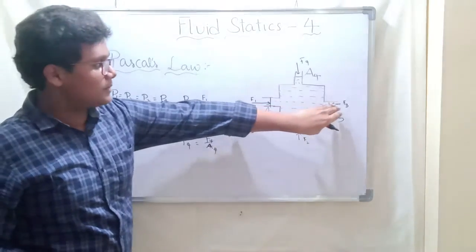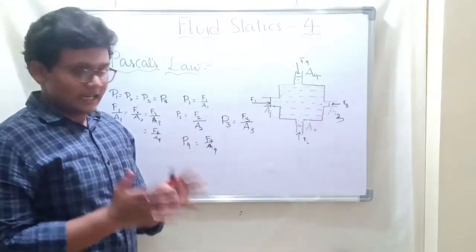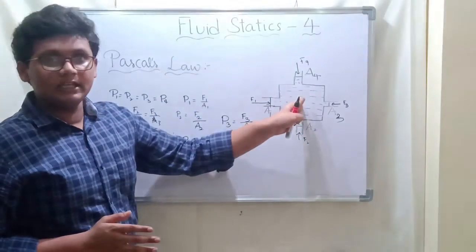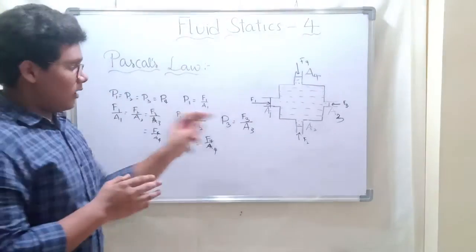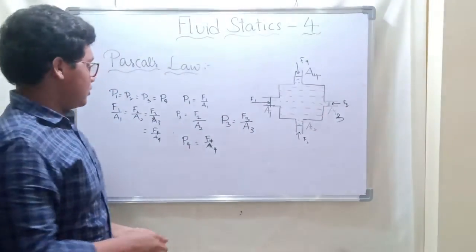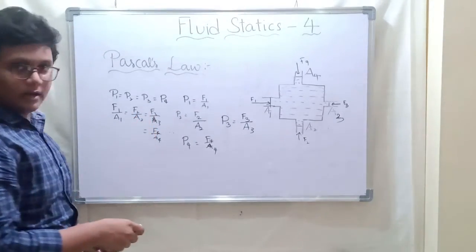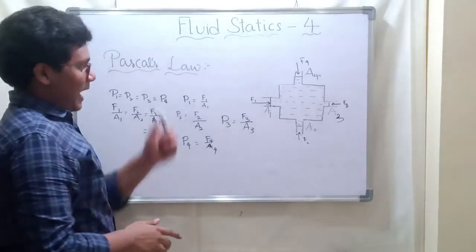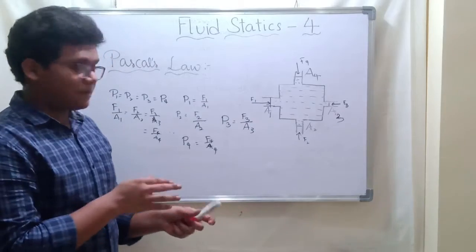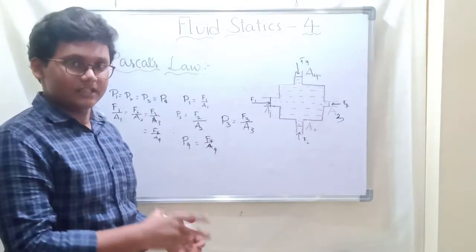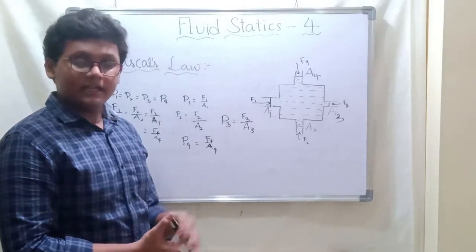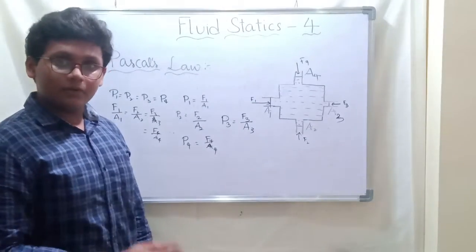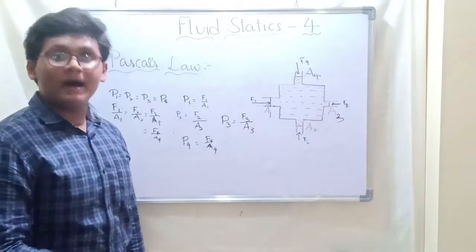And if the pistons should be at rest, to prevent the motion of the pistons and the liquid, the pressure at the four pistons should be equal. So F1 by A1, P1, P2, P3, P4 should be equal. Pascal's law means a pressure is applied in an enclosed vessel. If an external force is applied at one point, then the pressure will act in all parts of the fluid.